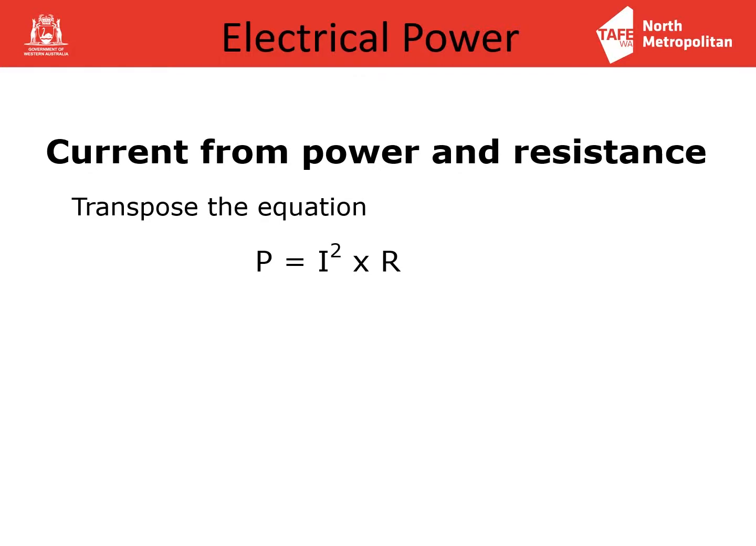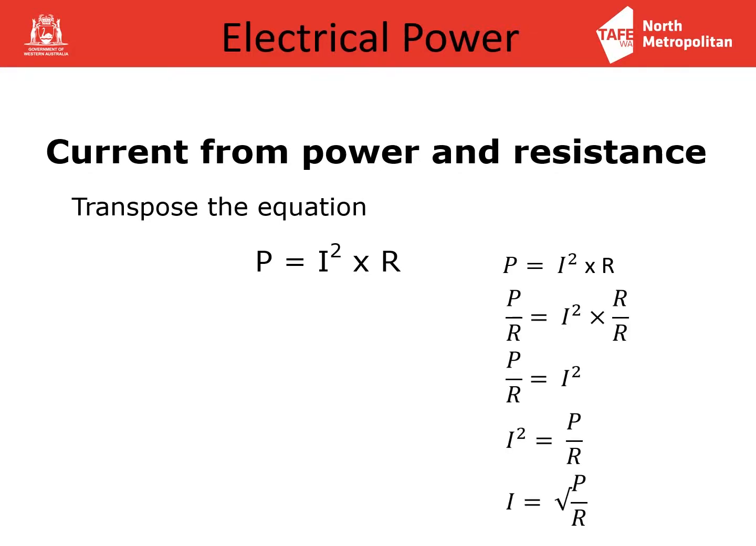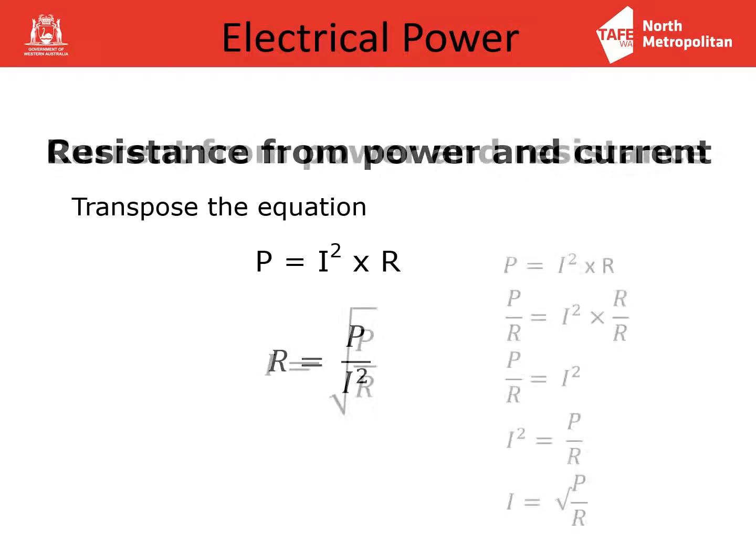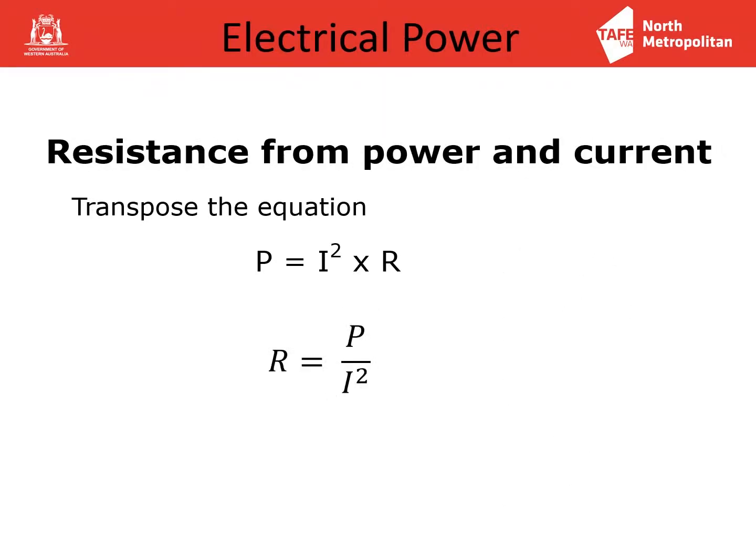To determine the current from the previous equation, you will need to transpose the equation. The current equals the square root of the power divided by the resistance. Further transpositions can be done.